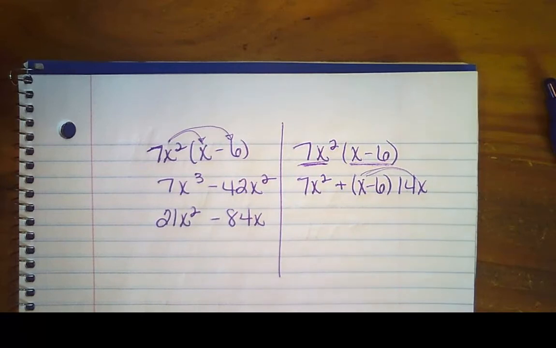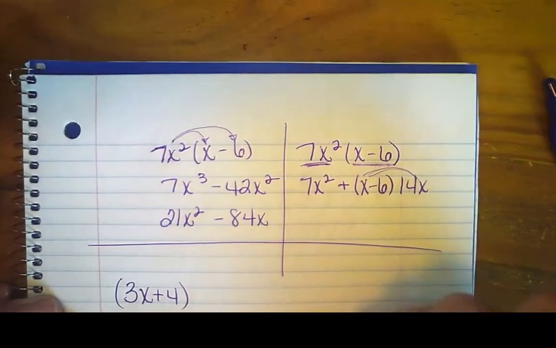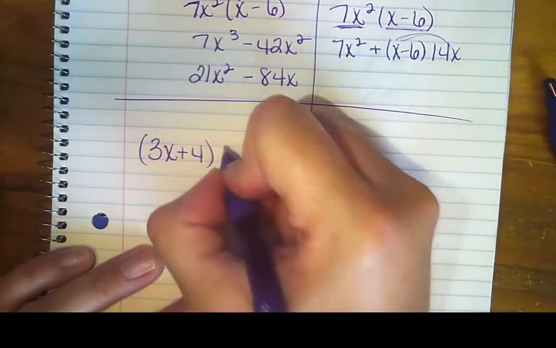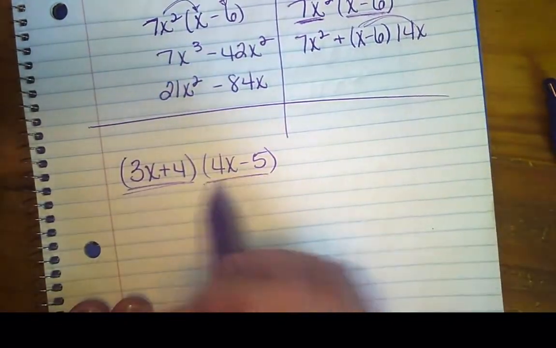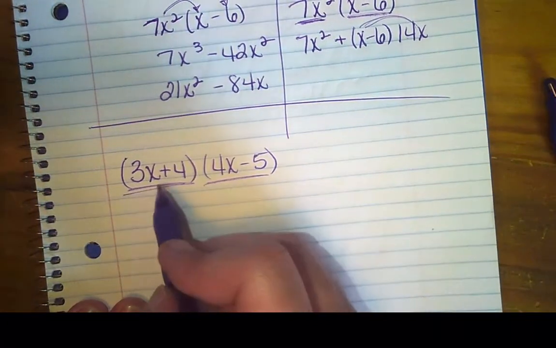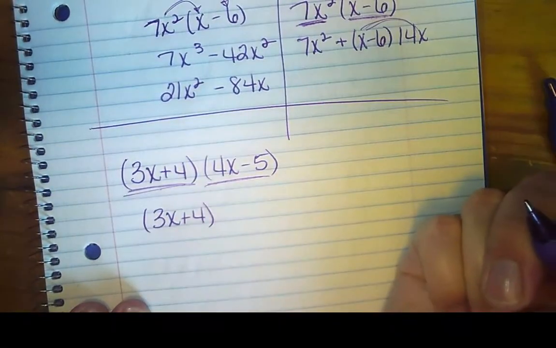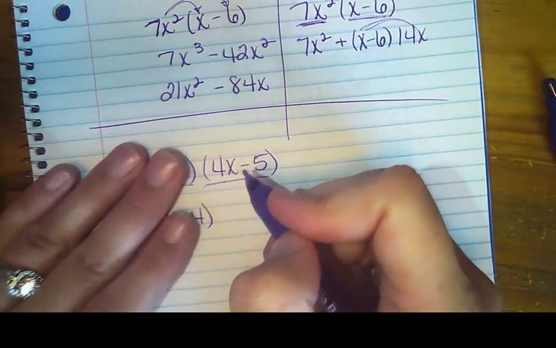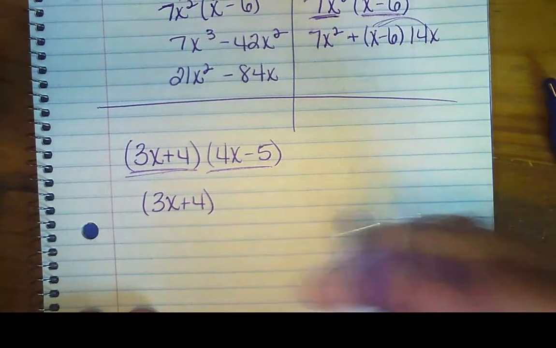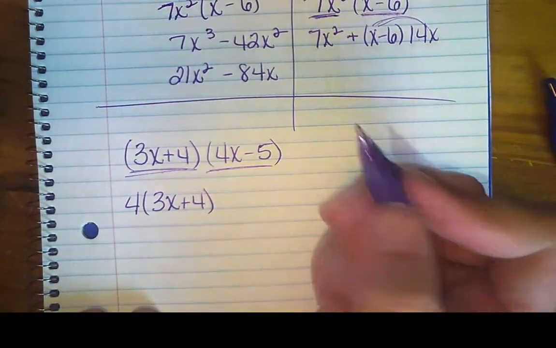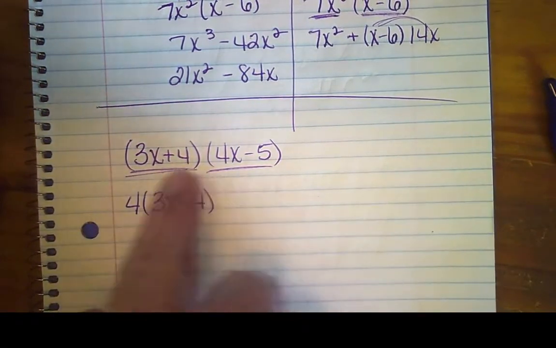So let's do another one. I have 3x plus 4 times 4x minus 5. And again, I'm just going to do product rule because my instructions are find the derivative. So I have the first, which is 3x plus 4, times the derivative of the second. The derivative of 4x minus 5 is 4. Now, because I'm a lazy math person, I'm going to put the 4 out front, because this times this has the same value as this times this. It's just more organized this way.